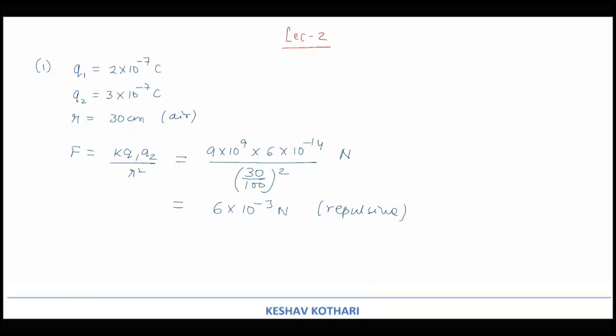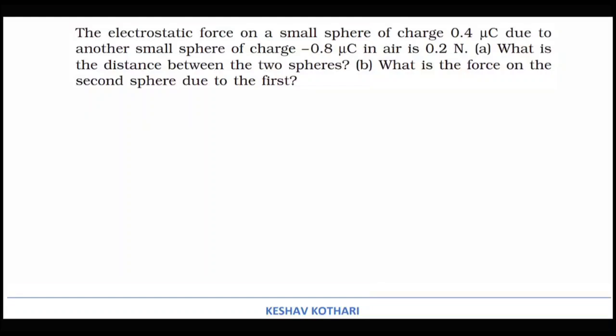Let us deal with the second question. The second question is stating the electrostatic force on a small sphere of charge 0.4 microcoulomb due to another small sphere of charge minus 0.8 microcoulomb in air is 0.2 Newton. The question is, what is the distance between the two spheres? What is the force on the second sphere due to the first?